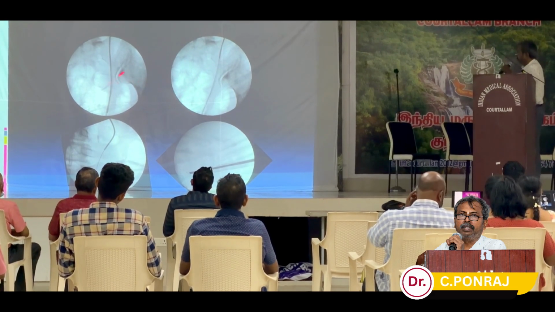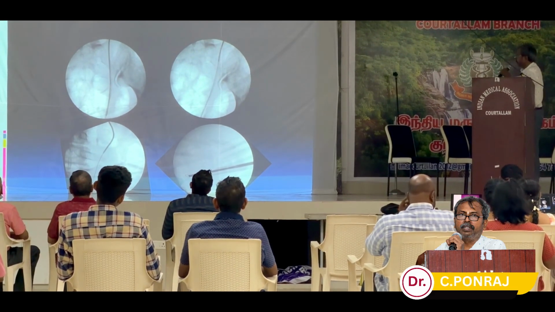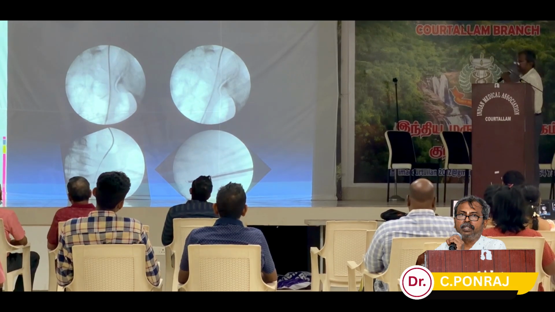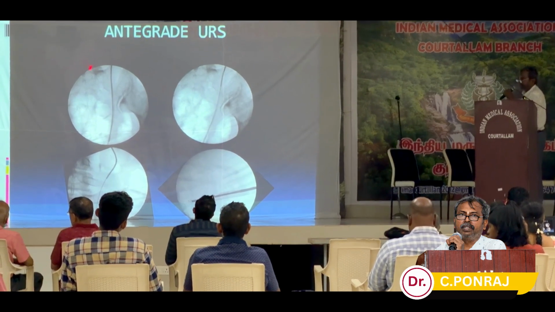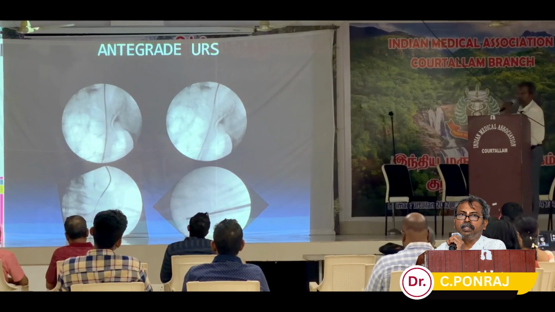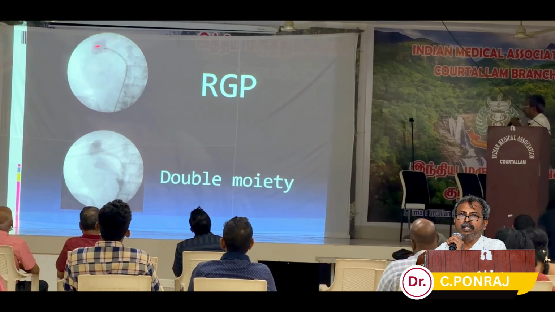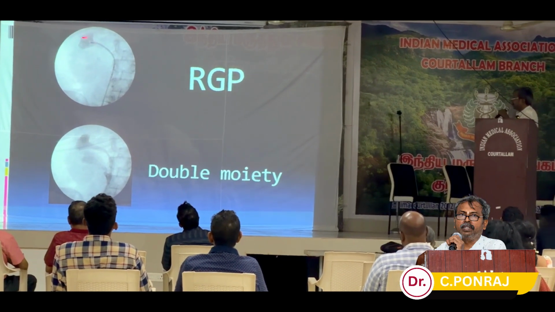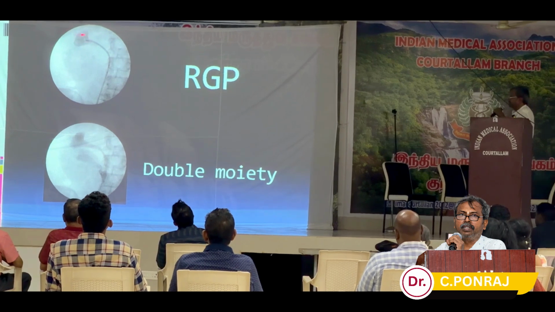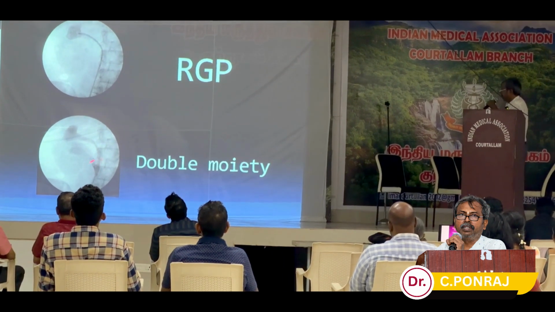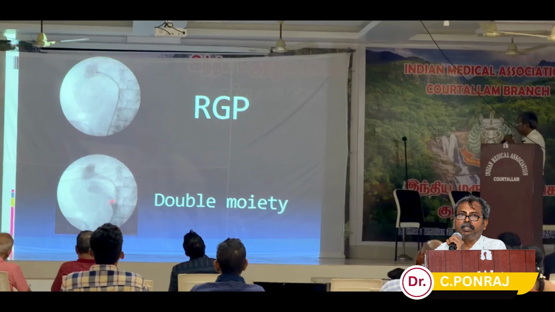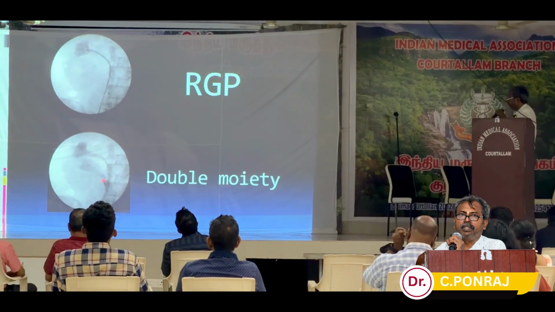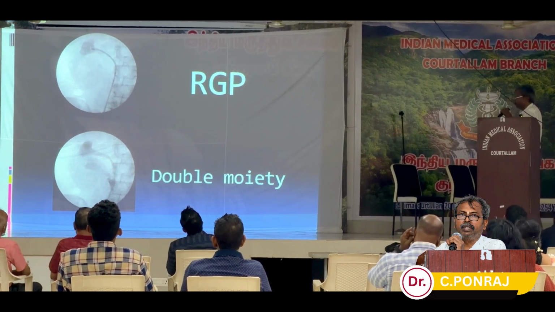This is retrograde. Through the bladder we reach the kidney with a flexible ureteroscope. This is a pediatric patient. The stone was not seen here, so I was searching for the stone, then I injected dye. Only the upper calyx was opacified. Then I came into the pelvis, and there in the lower calyx, the stone was here. With the scope we broke the stone and we put a DJ stent.